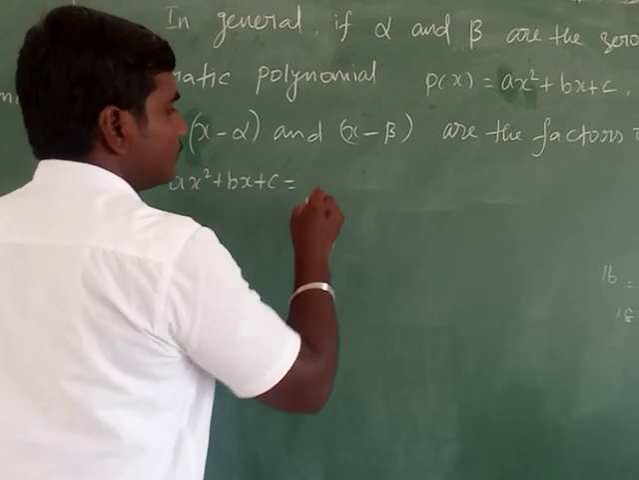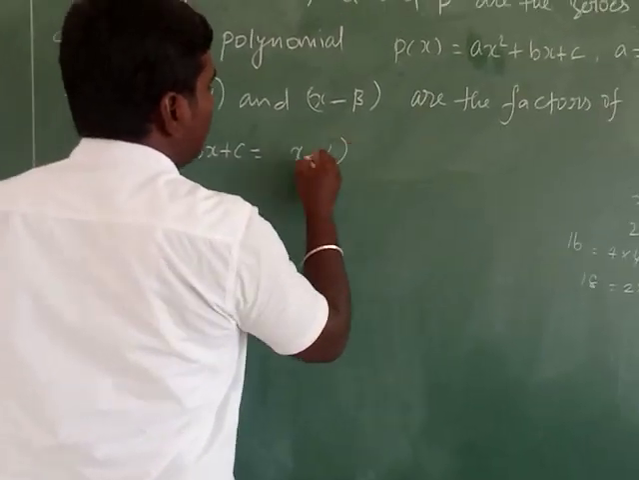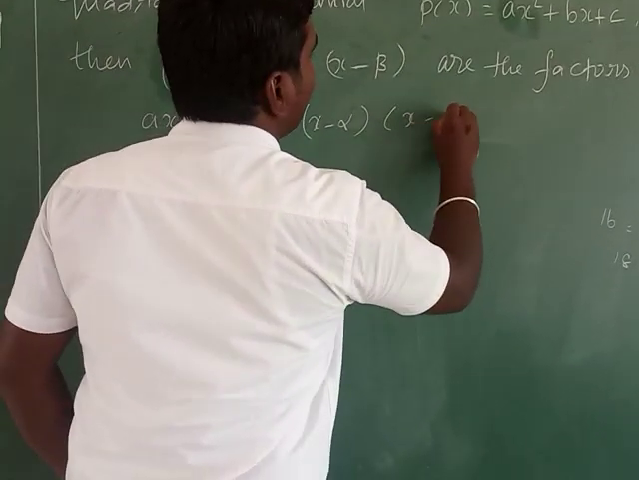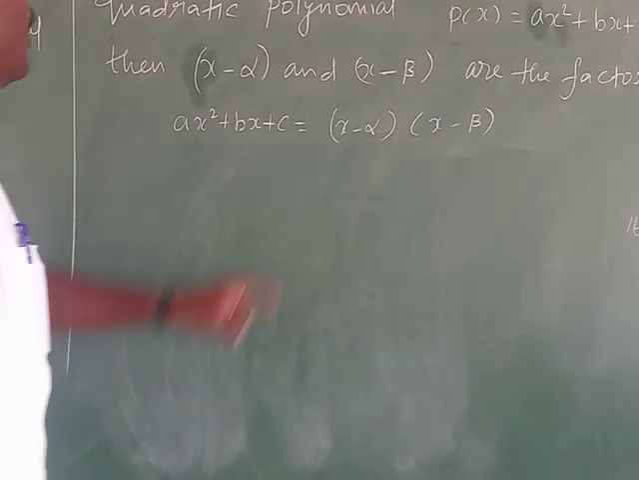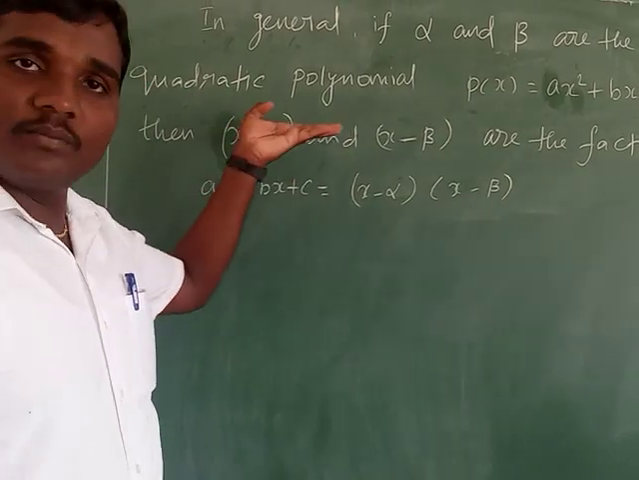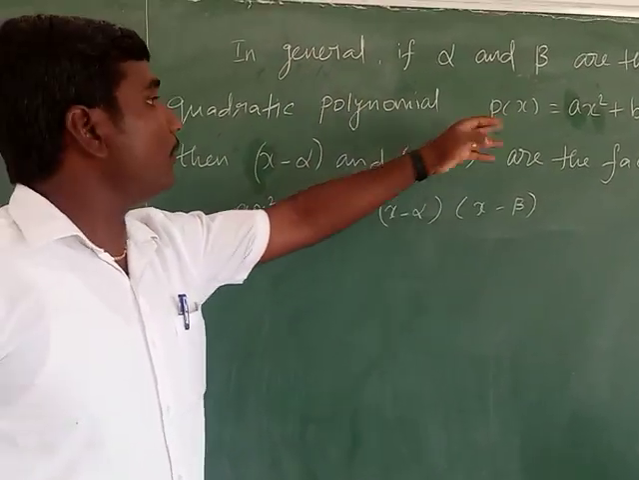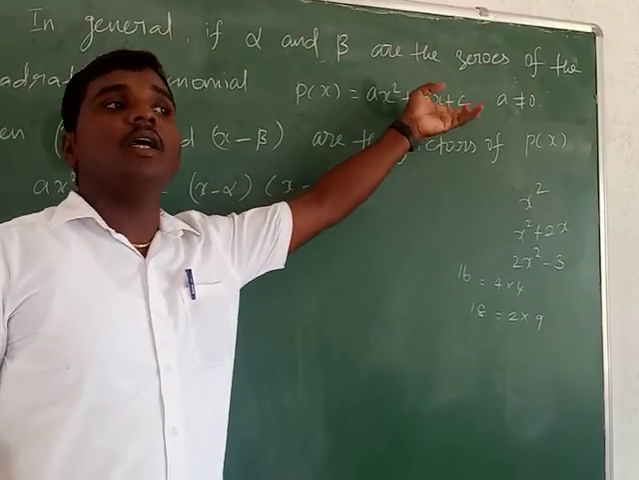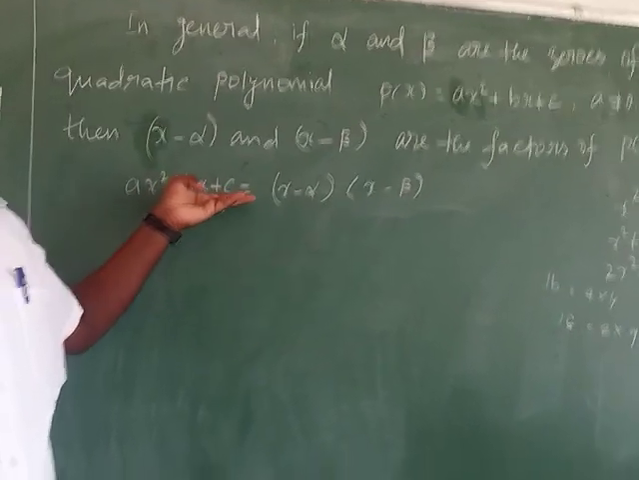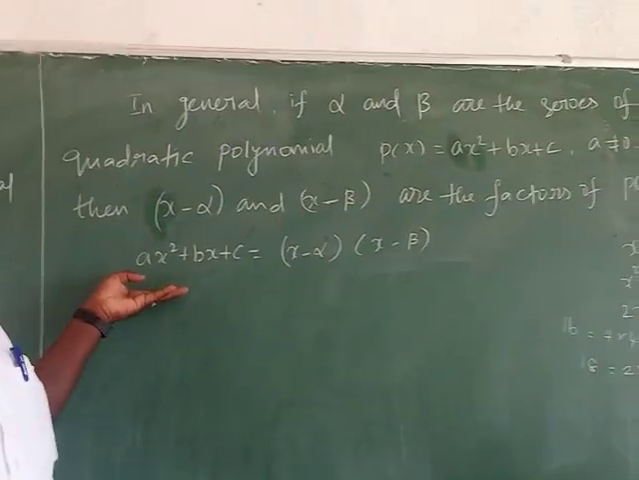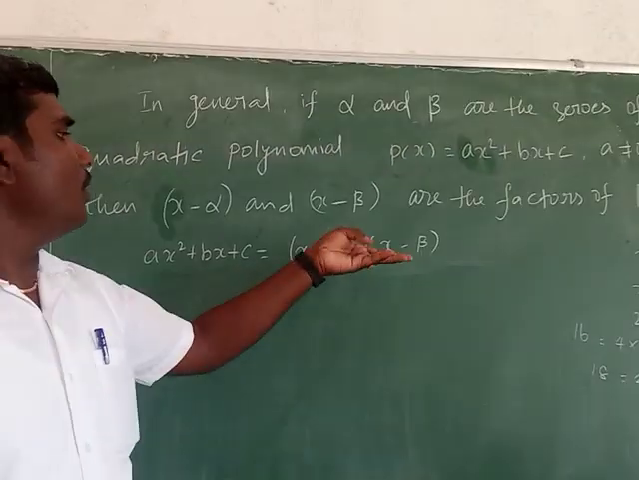We can write it as x minus alpha into x minus beta. Alpha and beta are the zeros of the polynomial, so x minus alpha and x minus beta are the factors of ax square plus bx plus c. So the product of factors gives the same quadratic polynomial again.